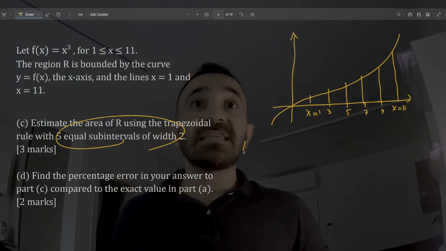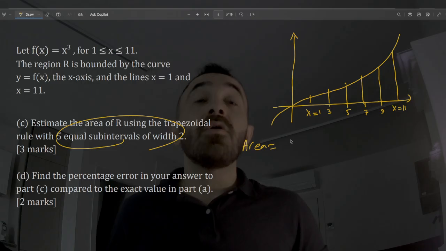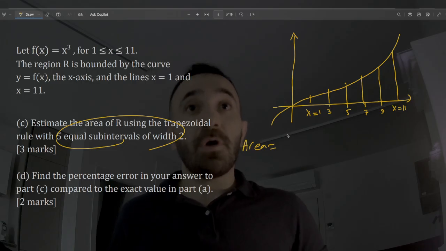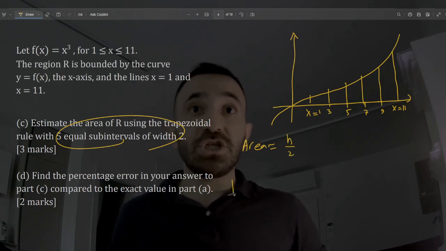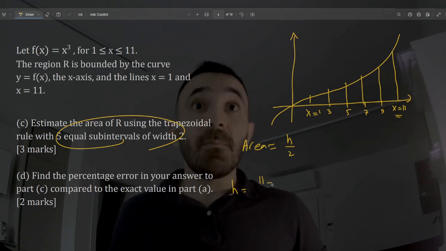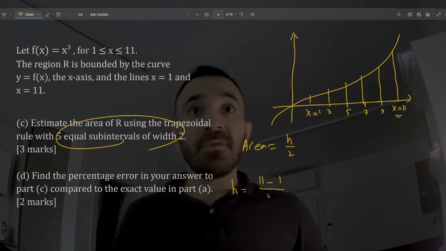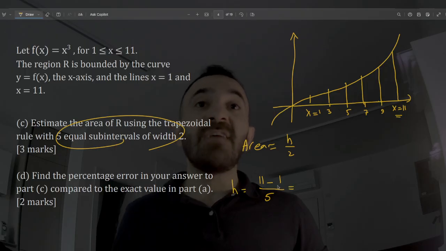So in this case, the approximated area equals h divided by 2. What is h? h is 11 minus the first value 1, the x value of the first point, divided by the number of subintervals. In this case, it's 5. 11 minus 1, 10. 10 divided by 5, 2.